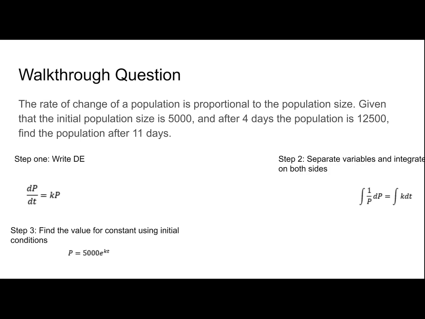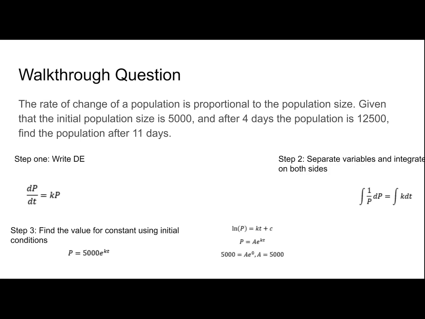So step 3, find the value for the constant using initial conditions. The initial condition was that the population size is 5,000, and initial means t equals 0. So when t equals 0, our population size was 5,000. Therefore, population equals A times e to the power of 0. But since P equals 5,000, we know that A equals 5,000, and therefore P equals 5,000 times e to the power of kt.